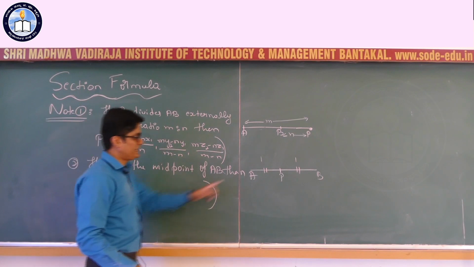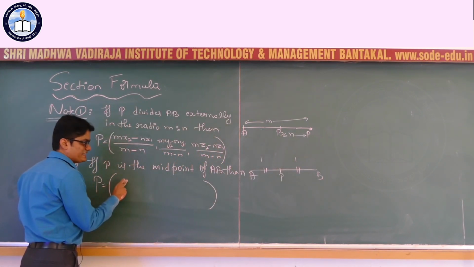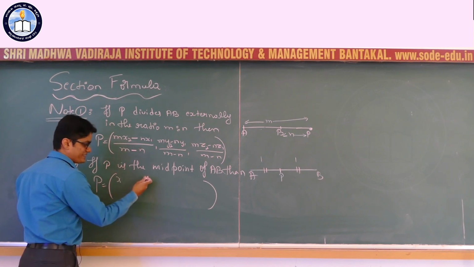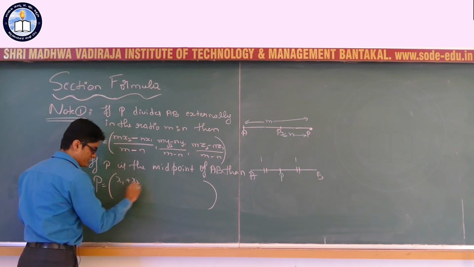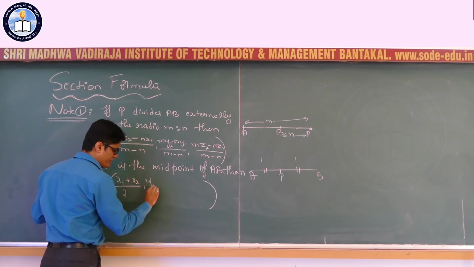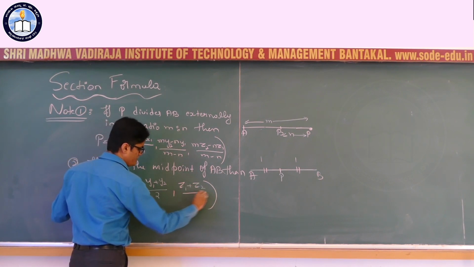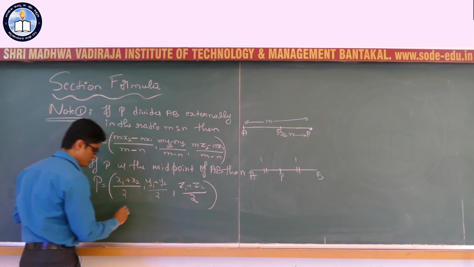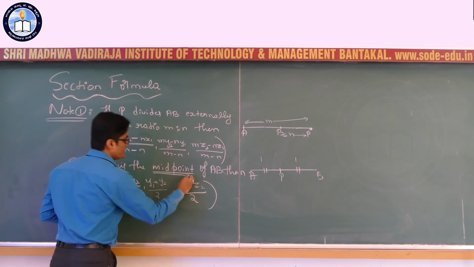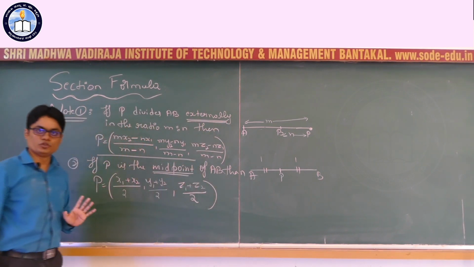Suppose this is m, this is n. Then what are the coordinates? m is 1, n is 1. So it becomes x2 plus x1 or x1 plus x2, 1 plus 1 under 2. Then again y1 plus y2 by 1 plus 1 which is 2, and z1 plus z2 divided by 1 plus 1 which is 2. So this is known as the midpoint formula. This is in contrast to external division. I hope you understood, right?